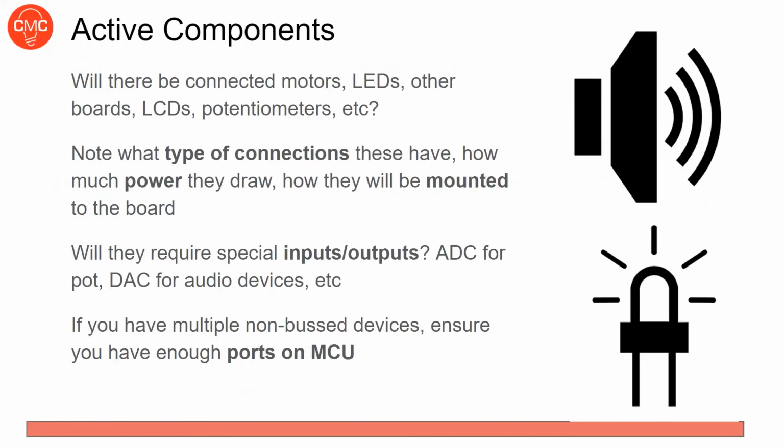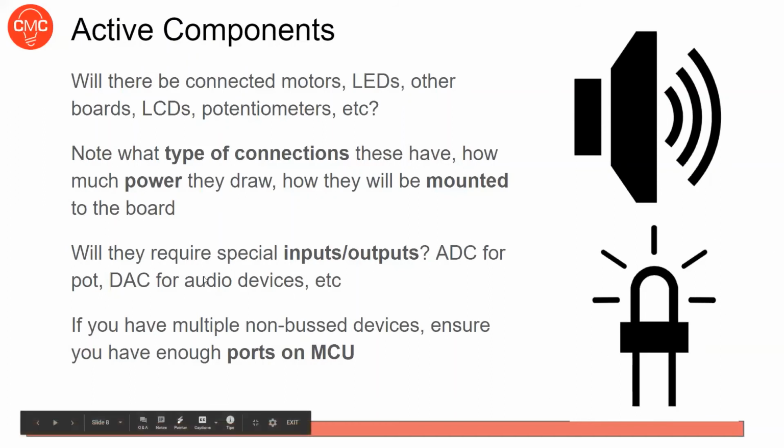Okay, next something to think about would be active components. So are there motors, LEDs, sound systems, LCDs, potentiometers? You need to think about what kind of connections they have, how much power they draw, how will they be mounted to the board. If you're picking an LCD that has a huge mount or some kind of mount that is incompatible with a PCB, not ideal for putting on this project. If it's drawing too much power for your system, also not ideal.